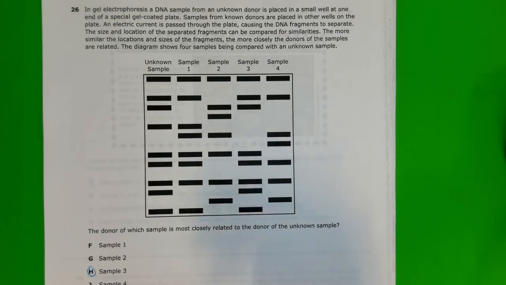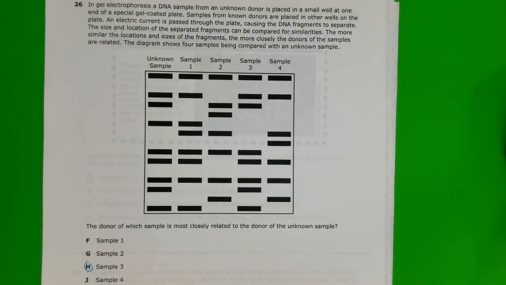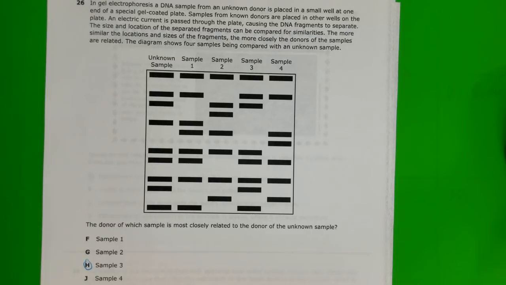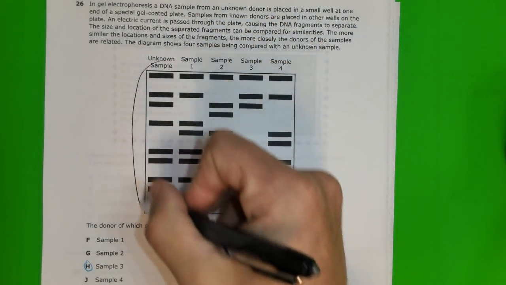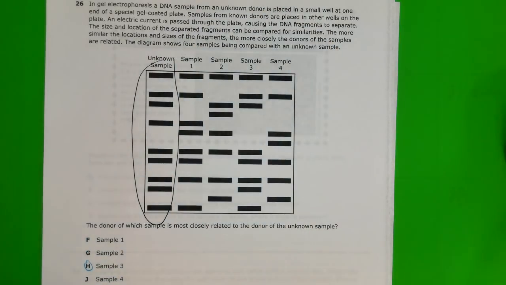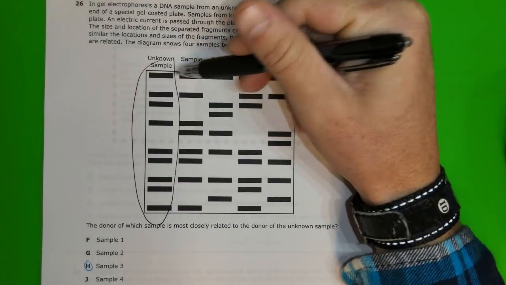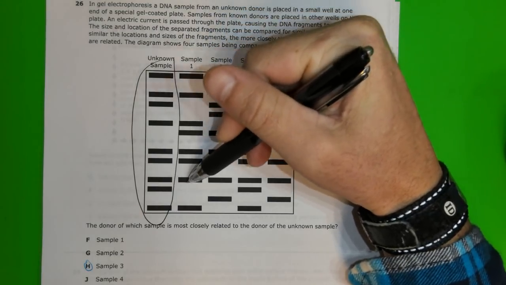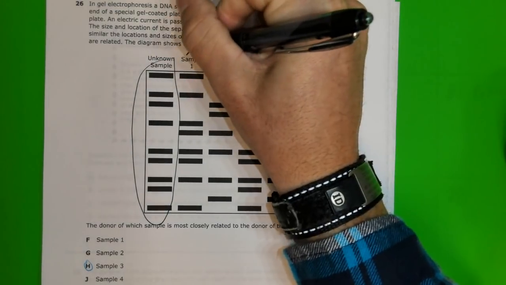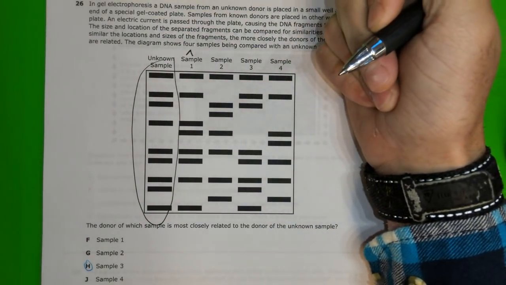So this diagram shows that. It says, the donor from which sample is most closely related to the donor of the unknown? So think of this as a fingerprint. And you're going to compare the bars and the banding patterns going across. So this is our unknown sample. So we're just going to go across. So sample 1 and the unknown pair up here, here. So 1, 2, 3, 4, 5, 6, 7. So there are 7 pairs.